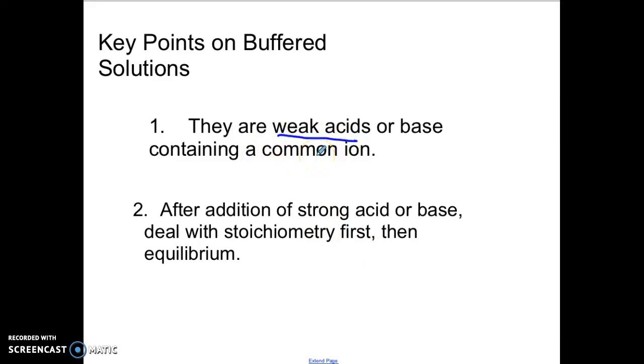So they are either weak acids or weak bases, and then they contain that common conjugate species as well. Sometimes you'll see, like in an AP test question, they'll say if you have something like this and NaCl, hydrochloric acid, NaCl, would that be a buffer system? And the answer is no. This is not a buffer because this isn't weak. HCl is a strong acid. So it has to be a weak acid or a weak base and that common ion.